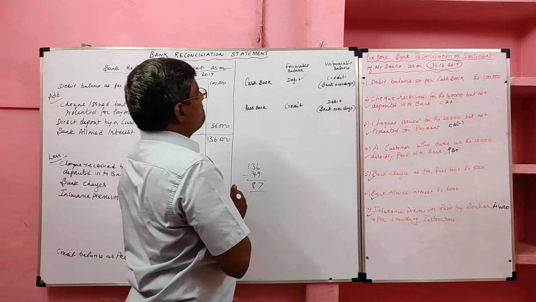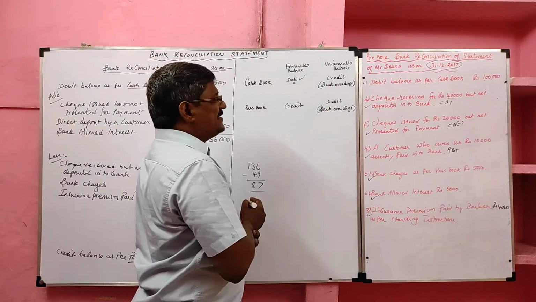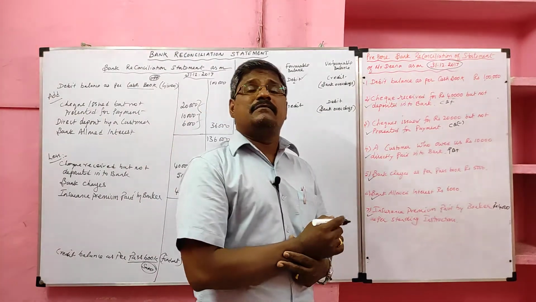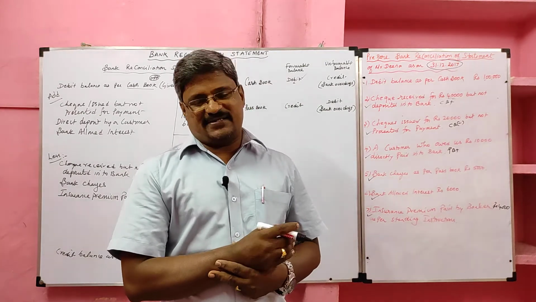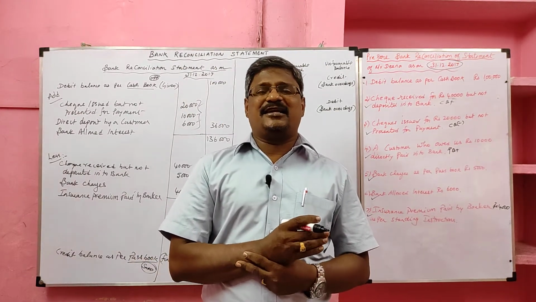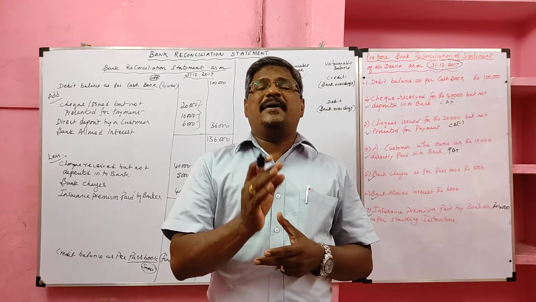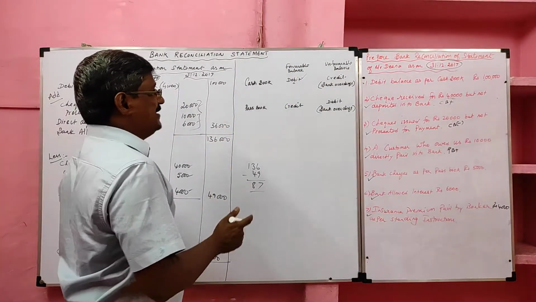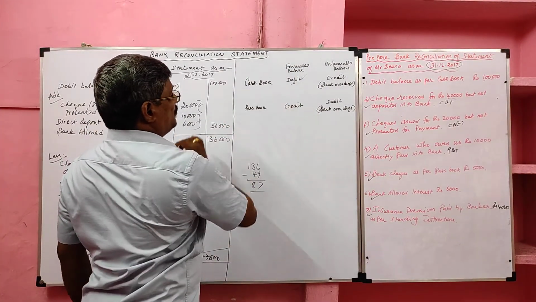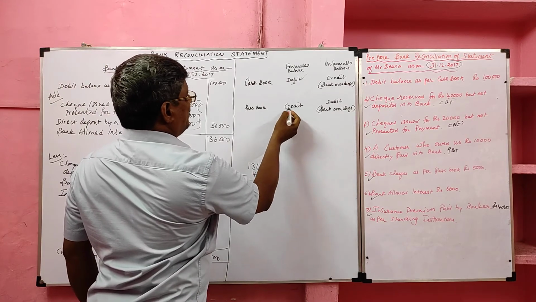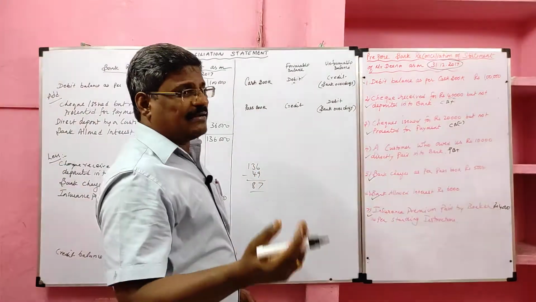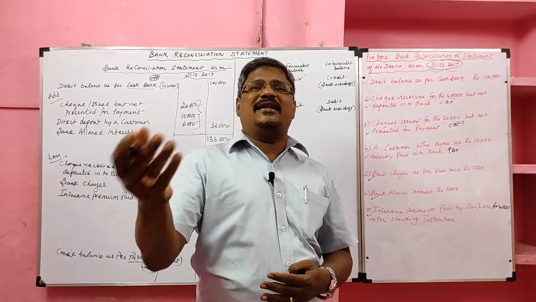Students, in bank reconciliation statement we have 4 methods. Method number 1 we completed, that is, the debit balance as per cash book is given. We have to find the credit balance as per passbook. Then the subsequent 3 methods we'll learn in the next class.